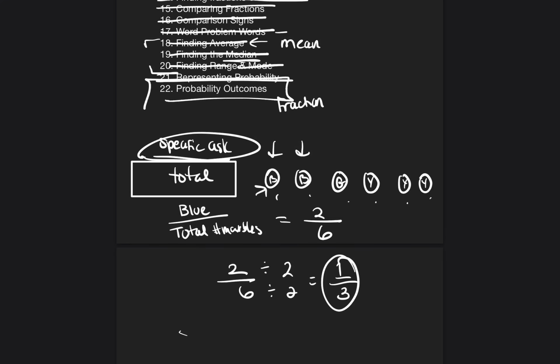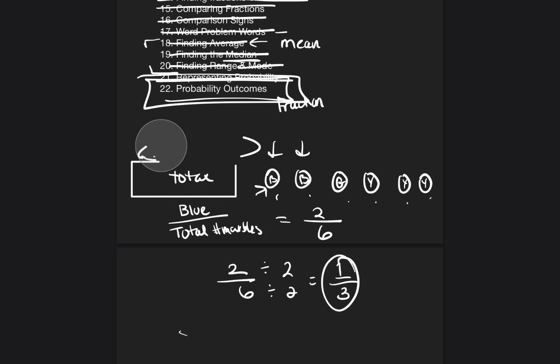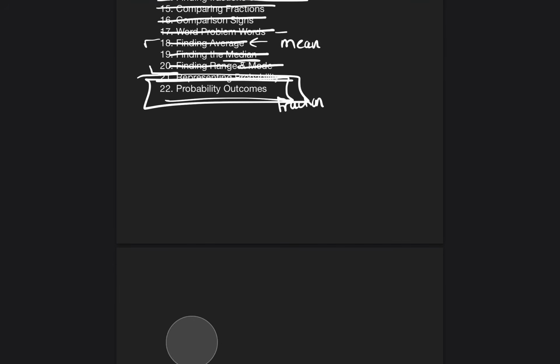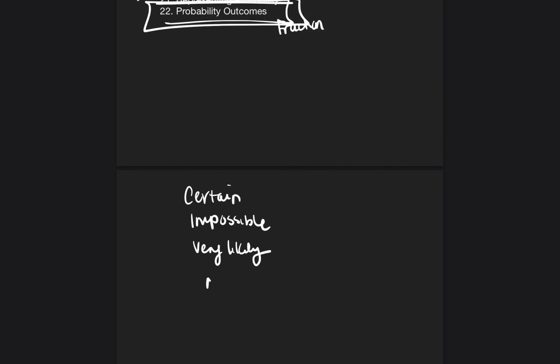Now let's talk about probability outcomes. And this is the last part. And this is one that tricks a lot of people sometimes, but we're not going to make it too difficult. So there's 4 probability outcomes. So an event can be certain, it can be impossible, it can be very likely, or it can be not likely. Okay, what does this mean?